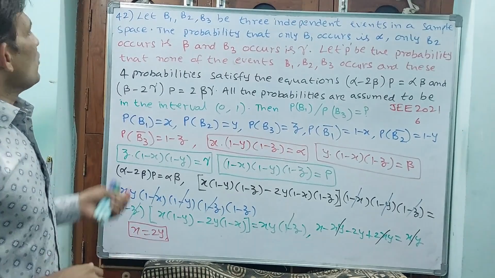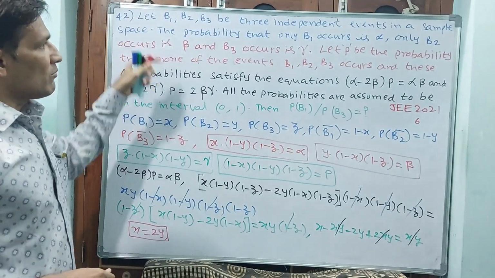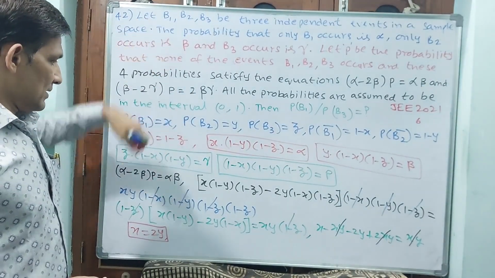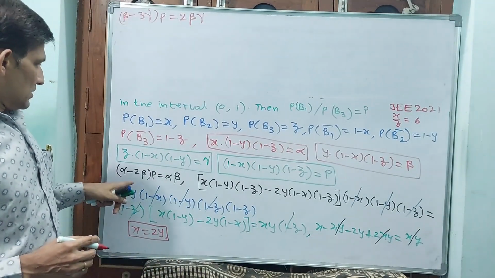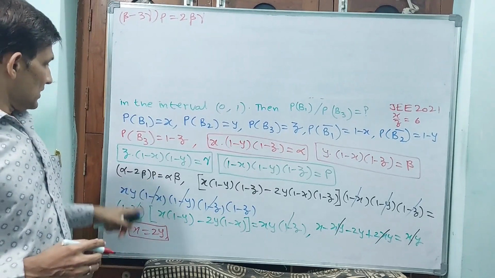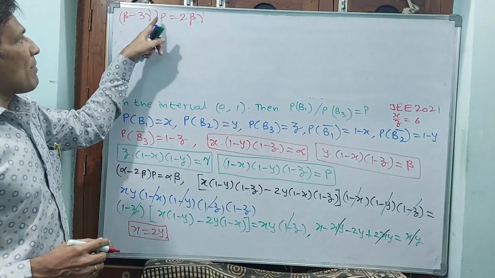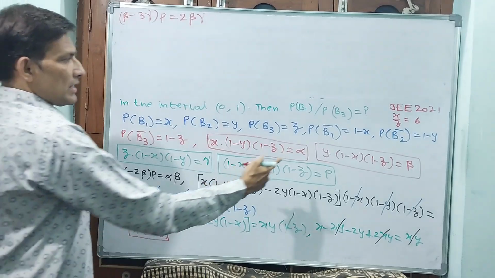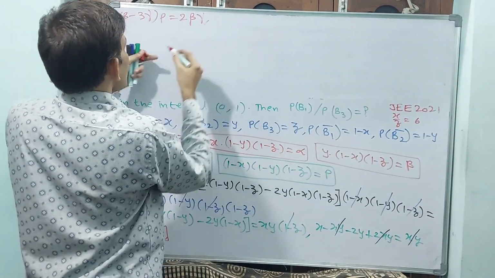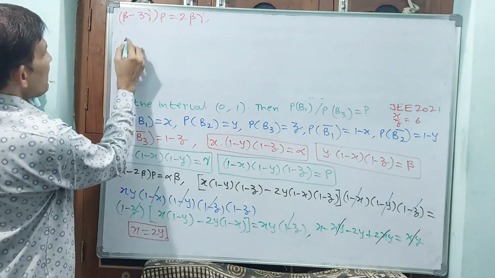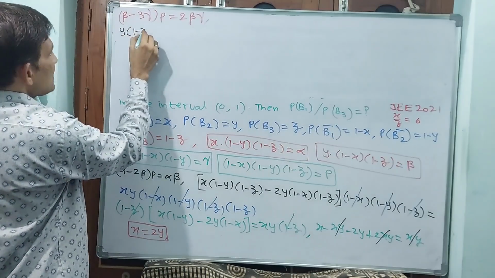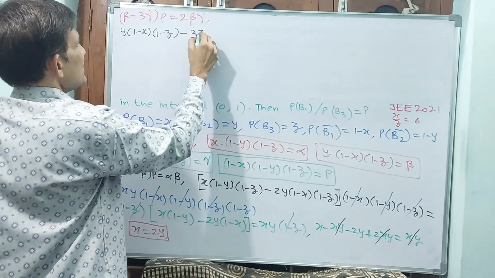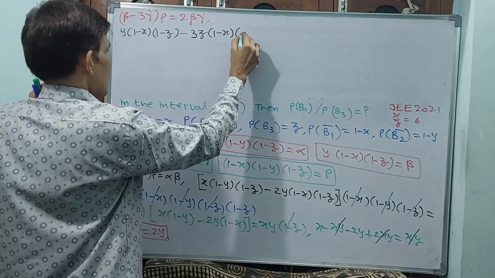Now I am going to remove these four lines up to this red color, because this equation I wanted. This is the second equation, that is why I want to remove four lines. This one is over, and now the second equation I am taking: beta minus 3 gamma into p is equal to 2 beta gamma. This is the second equation, this is the first equation. Now beta means what? y. I will write here: y into 1 minus x into 1 minus z, minus 3 times gamma, 3z into 1 minus x into 1 minus y.